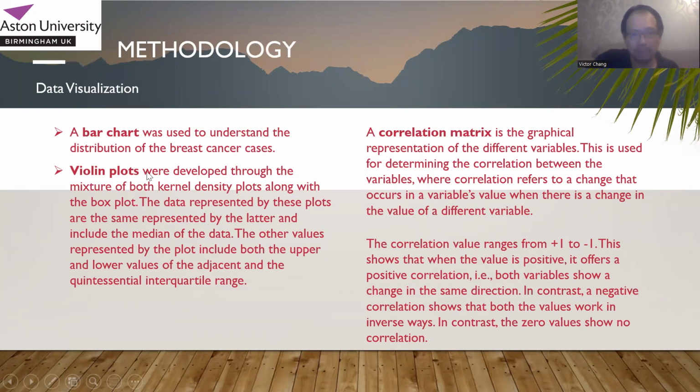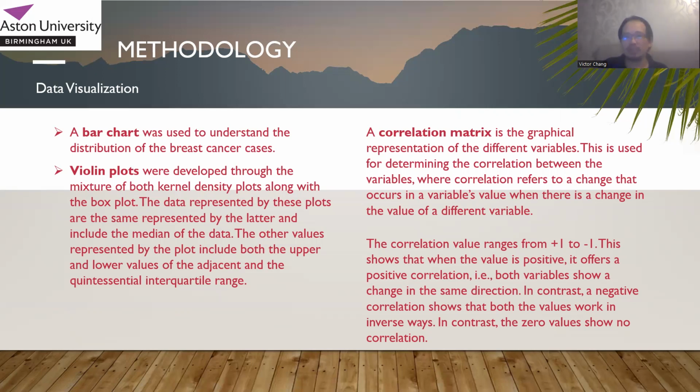The violin plot was developed through a mixture of both the kernel density plot and the box plot. So you have the box plot, and then you also have the density plot. The values represented by the plot include the median, the upper and lower adjacent values, and also the interquartile range.